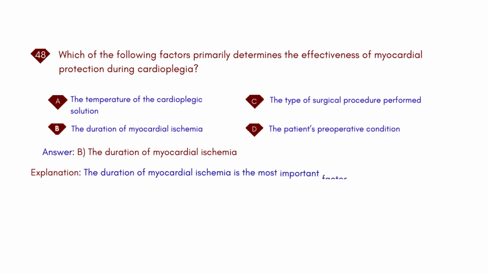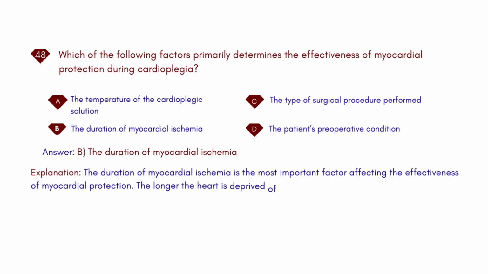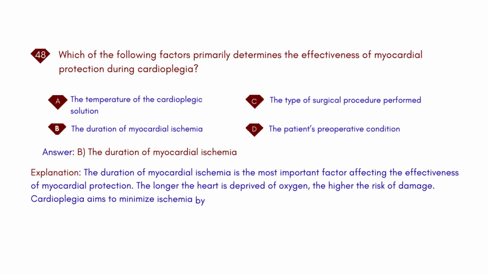Explanation: The duration of myocardial ischemia is the most important factor affecting the effectiveness of myocardial protection. The longer the heart is deprived of oxygen, the higher the risk of damage. Cardioplegia aims to minimize ischemia by ensuring effective myocardial protection during surgery.